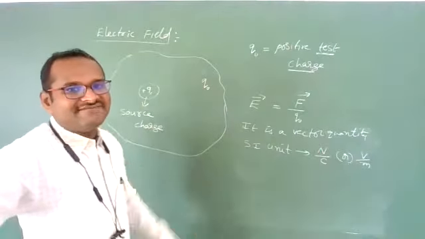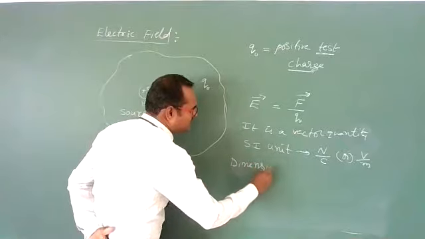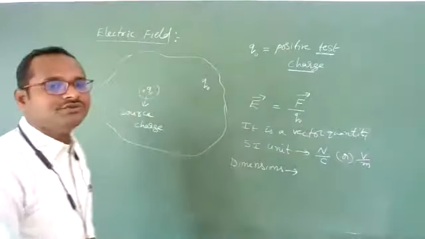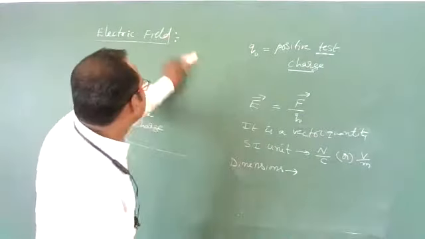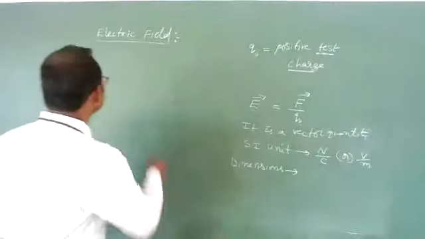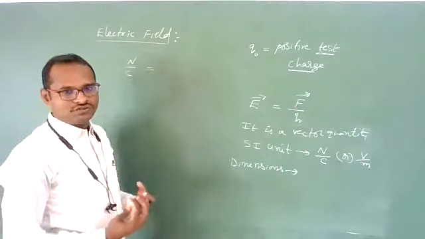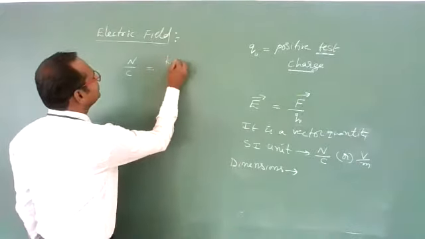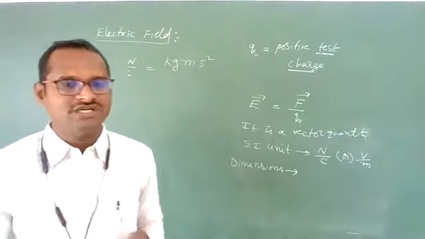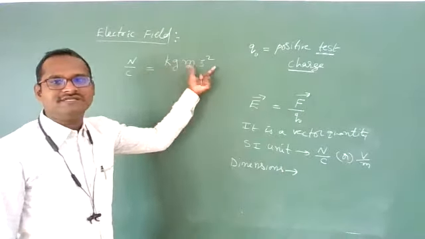Now, what are the dimensions of electric field? How to write dimensions? First write the basic fundamental units of electric field, then write their symbols. First, Newton per coulomb. Newton is the SI unit of force, and it can be written as kg meter per second square. Force is nothing but MA. M is kg, A is meter per second square.